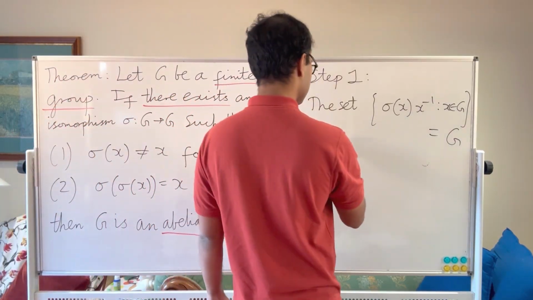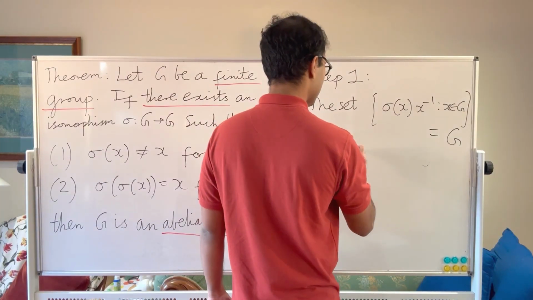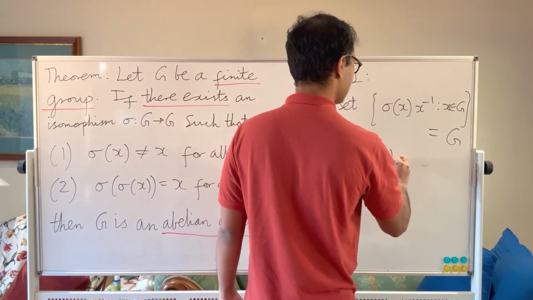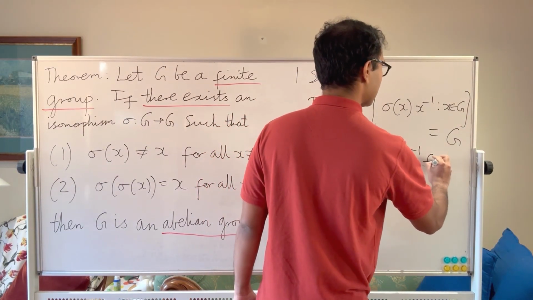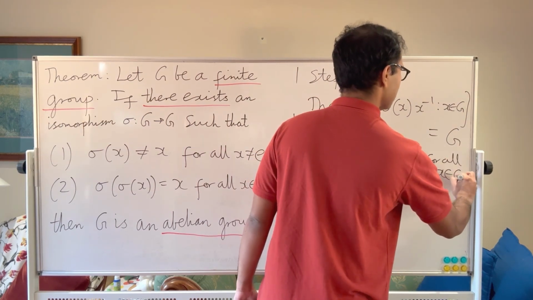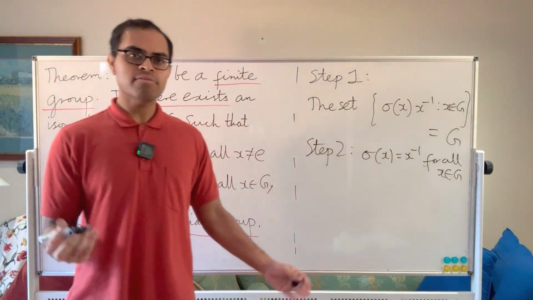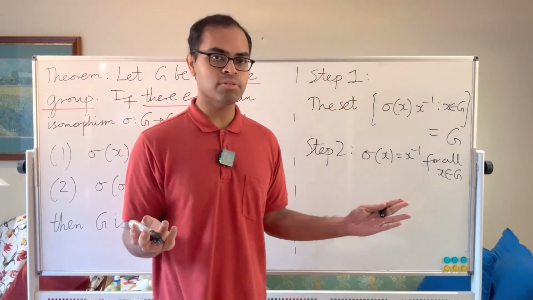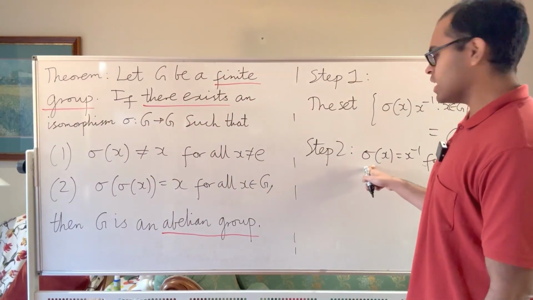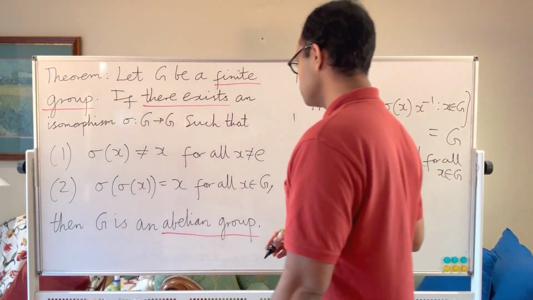So the next thing we're going to do, step 2, is show that sigma of x is equal to x inverse for all x in G. This is actually pretty cool. Sigma of x is a very simple function. It wasn't as abstract as we thought it was. It's just the function mapping anything to its inverse. So why is that true?